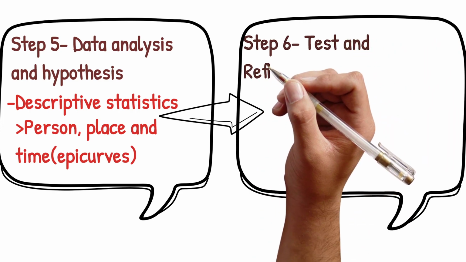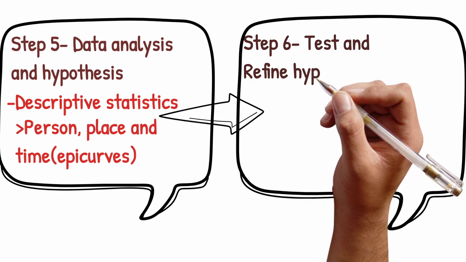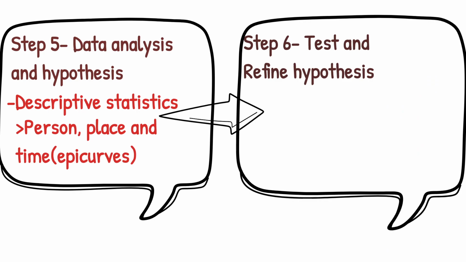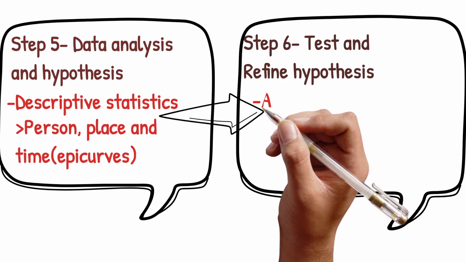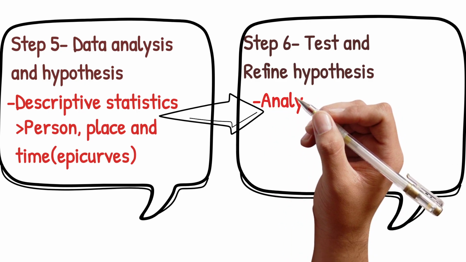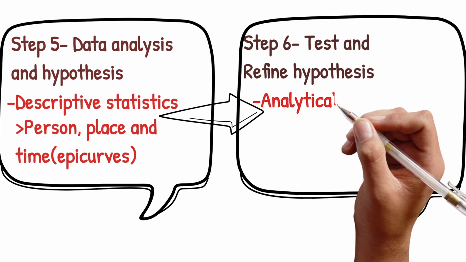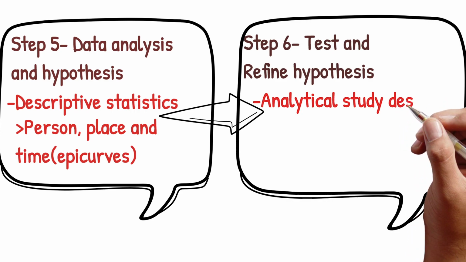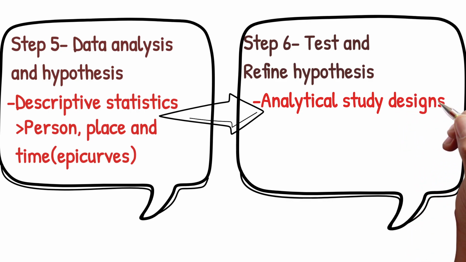This step involves testing and refining hypotheses with an analytical study. So based on the descriptive epidemiology from step 5, there should be a need to select an appropriate study design, such as maybe case control, cohort study design, or experimental study design. So the resources are obtained to conduct and analyze the study, and the conclusion is drawn from the study in order to generate and refine hypotheses.